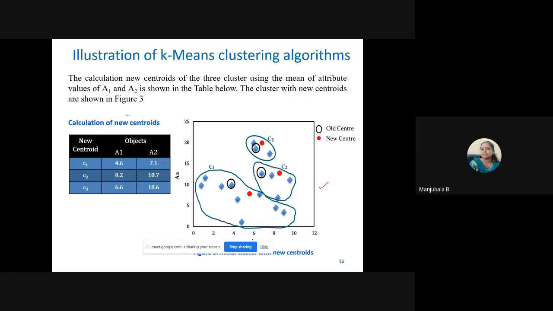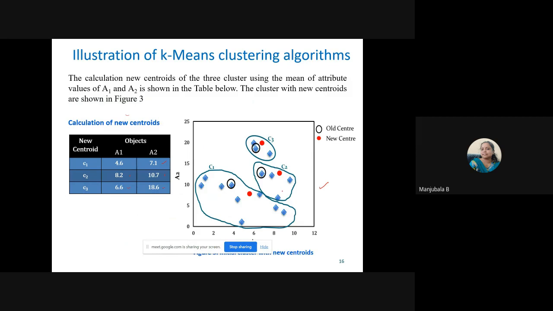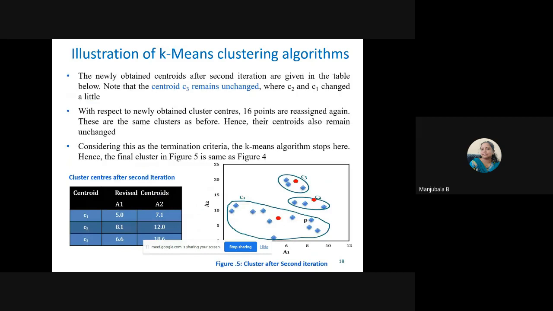Now, previously, this point P was coming under cluster C2. We are talking about this point. After one more iteration, this point is coming to cluster C1. So again, you have to find out the cluster center by applying the same procedure. Here again, you will get 5.0, 7.1, 8.1, 12.0, 6.6, 18.6.